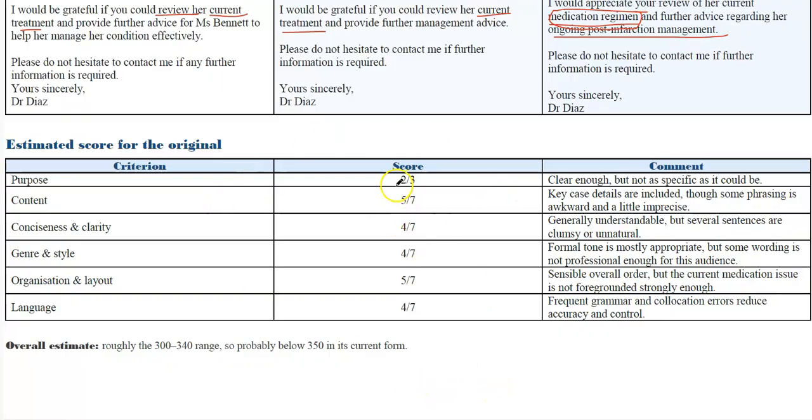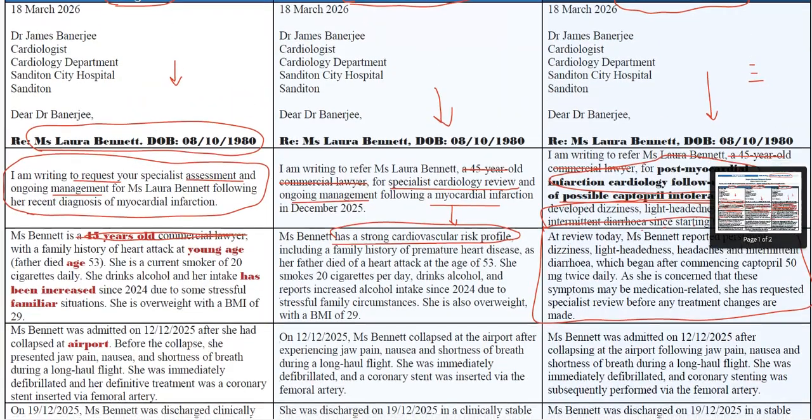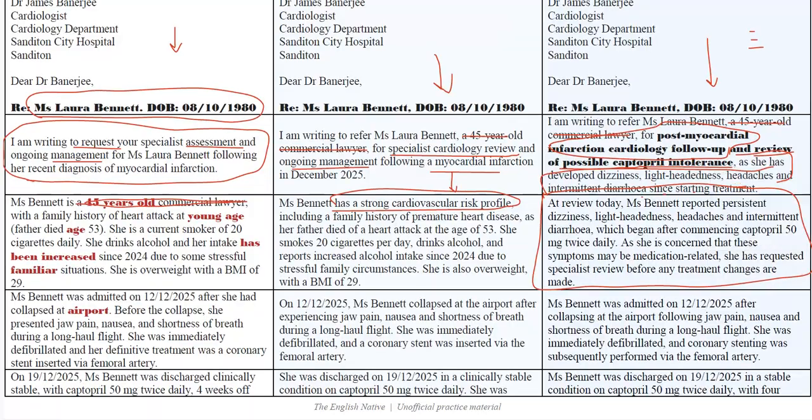estimated purpose, 2 out of 3, content, conciseness, genre, organization, language. As you can see, grammar and collocation errors. Some sentences are not as natural as they could be. Okay. But to take away from this, the chief issue with this one that would certainly get you a higher score is, what's the chief complaint? It's a medication review. So that should be paragraph 2.